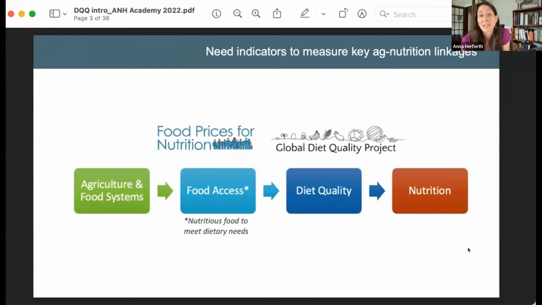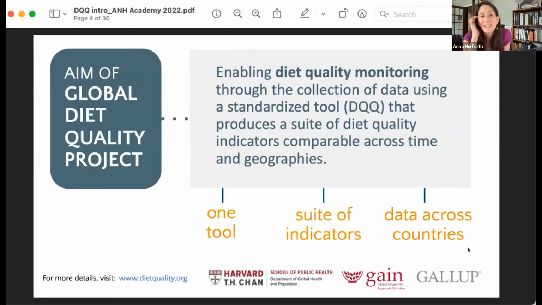And then the project we're discussing today, the Global Diet Quality Project, is trying to enable measurement of diet quality. This project is a collaboration primarily between Harvard, Gallup, and GAIN, and many other partners as well who have supported the project and collaborated. The aim of the project is to enable diet quality monitoring through the collection of data using a standardized tool, the DQQ, that produces a suite of diet quality indicators comparable across time and geographies.